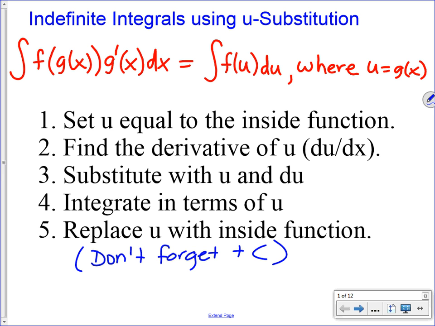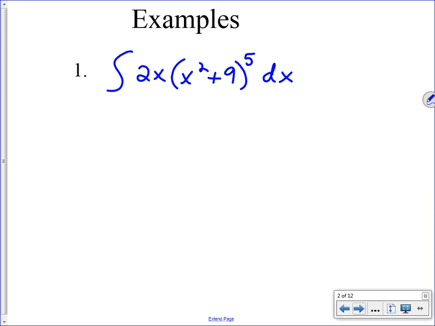Basically, at that point, you're going to end up with an integral that instead of having x as a variable, is now going to have u as its variable. Then you're going to integrate, or find the antiderivative, in terms of u, and then you're going to replace u with the inside function. So going back to step one, whatever you set u equal to, you're just going to replace u with that function. All right, let me show you an example. It'll probably make a little bit more sense.